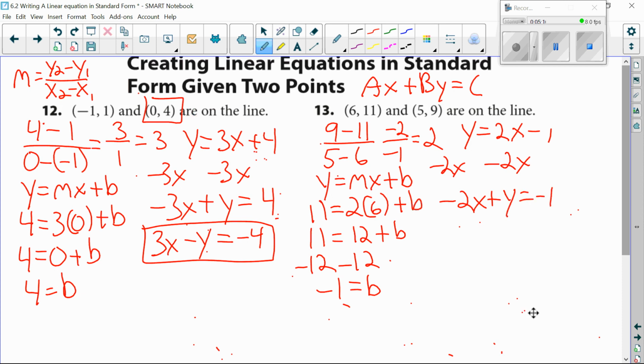And to remove that negative coefficient, I'm going to multiply every term by negative 1. So that's going to give a positive 2x minus y is equal to 1. And then that will be my final answer.